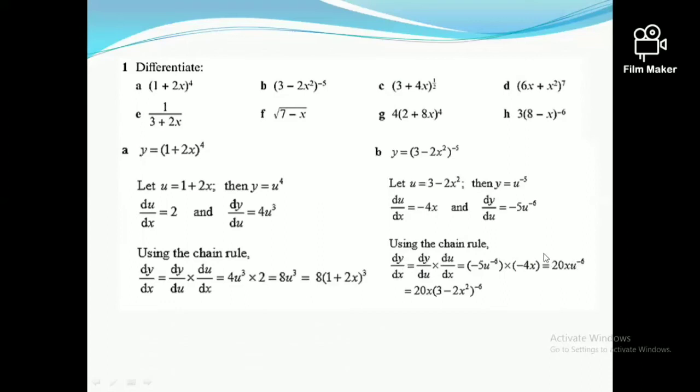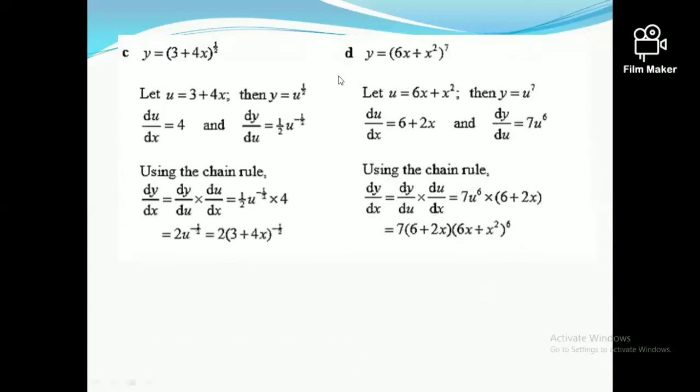Now you know that u is 3 minus 2x squared. So if you replace u with this term, you will obtain the answer 20x (3 minus 2x squared) to the power minus 6. The next one is we need to differentiate (3 plus 4x) to the power half. Initially, take this one as u. Then if you differentiate, du by dx is 4.